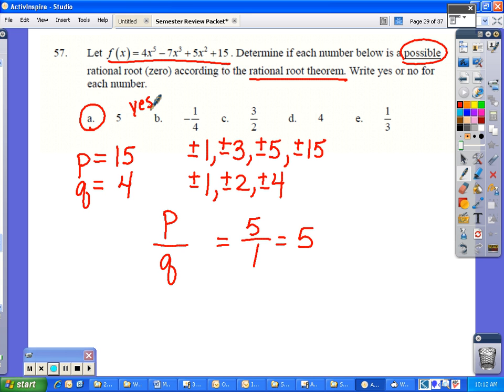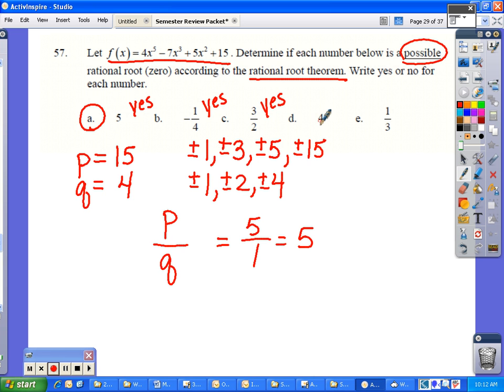Okay? For letter B, negative 1/4, is there a way to get negative 1/4 out of p over q? And the answer is yes. We have a 1 here and we have a 4 here, and then we could make this negative 1 over positive 4. So negative 1 over 4 is a possibility. 3 over 2, again, do we have a p that's a 3 and a q that's a 2? The answer is yes. We have a 3 and a 2 here, so C is a possibility.